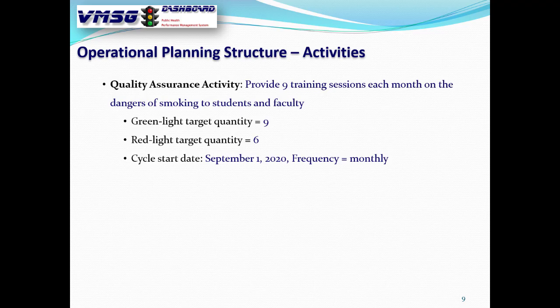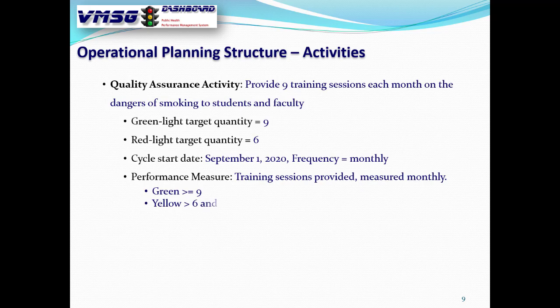We'll set the cycle start date to September 1st, 2020, and have the activity repeat monthly. When we update the number of sessions provided at the end of September, the cycle start date will move ahead to October 1st, 2020, and so on. The performance metric is automatically generated from the data points entered into the QA activity wizard. We'll show you this live in a few minutes.